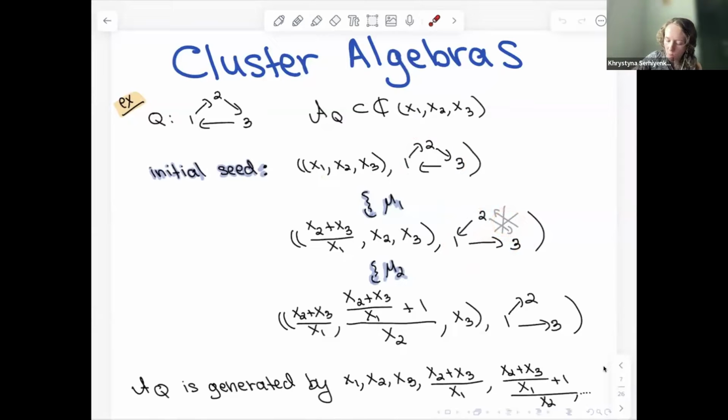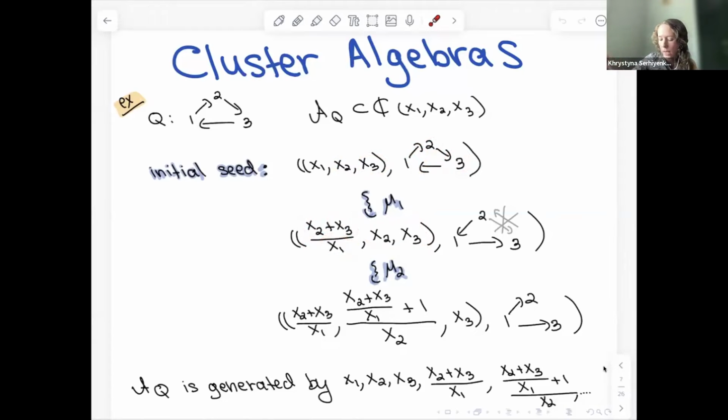And then what is the new cluster? Well, I'm mutating 1. So my 2 and 3 variables, positions 2 and 3, remain the same. So they're not changed. And the variable in position 1 has 2 monomials here. The first one is the product over all the variables where you have an arrow coming out of 1. So that's the 2, and in position 2, I have the variable x2. And then the product of all the variables coming into 1, that's 3, and the variable in position 3 is x3. That's why it's just x2 plus x3 over the old variable in position 1.